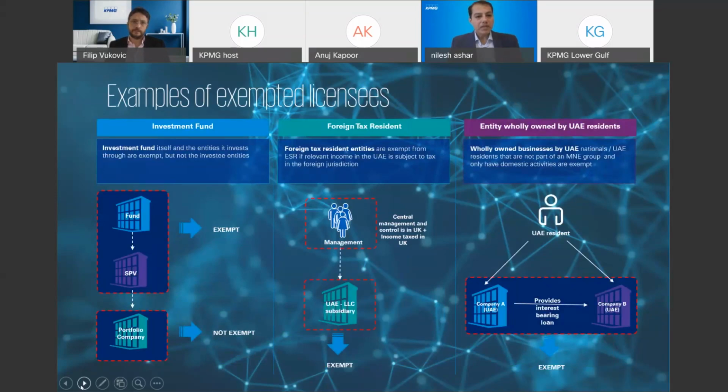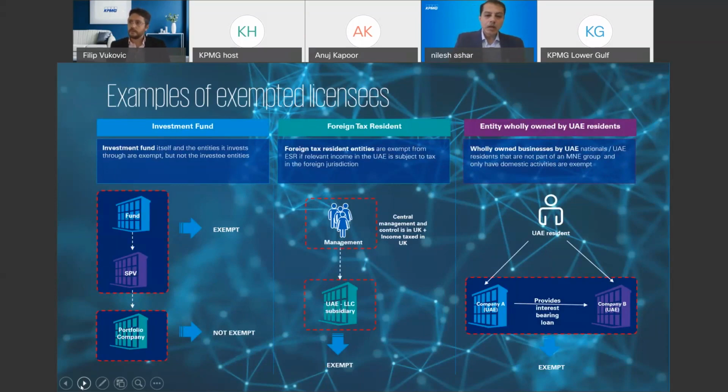Now, if you look at some of the exempted licensee examples, an investment fund is an exempted licensee, and that includes not just the fund itself, and there's an extensive definition of what an investment fund is, but also any SPVs or holding companies set up in the UAE through which the fund invests in the portfolio company. Even those holding companies or SPVs are entitled to the exemption.